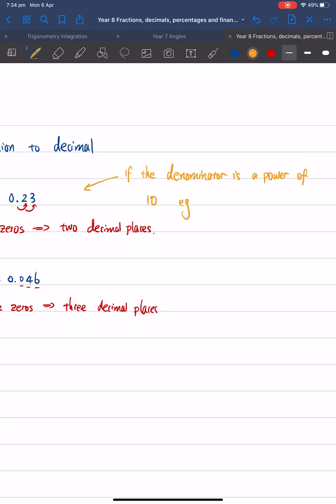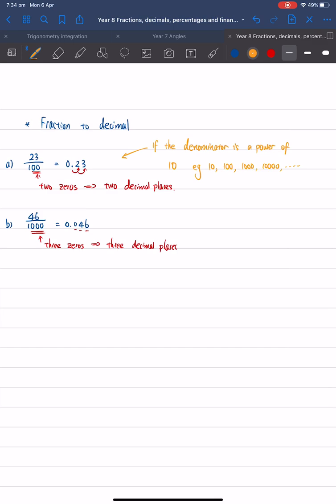All right, so an example would be like 10, 100, 1,000, 10,000, and it goes on. A factor of a power of 10. So that's the first case. Now, what happens if the denominator is not a power of 10? Then what we need to do is to try to find an equivalent fraction for which the denominator is a power of 10. Then we can convert it into decimals.